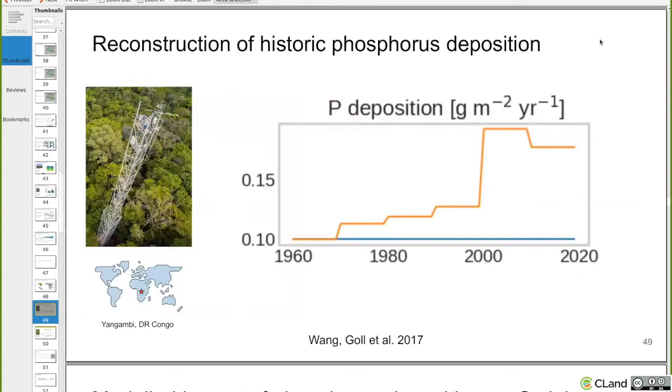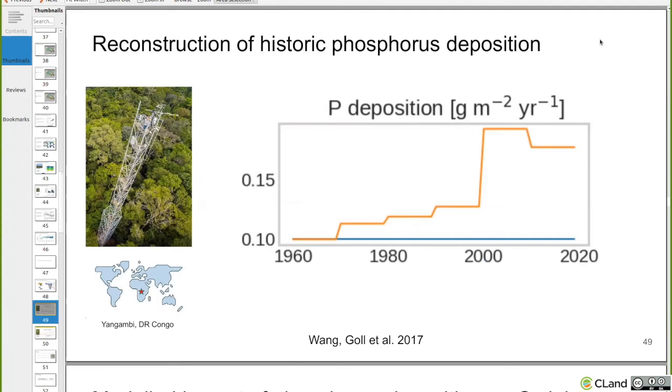So we used reconstructions of phosphorus deposition, which were done by Ron Wang, who was a PhD student of Eve and Philippe. We did reconstructions of phosphorus deposition from the 1960s to the present day, with decadal resolution, accounting for the changes in biomass burning and in phosphorus emissions from other sources like sea spray or dust. And we found that the phosphorus deposition over Central Africa is increasing quite drastically from the 90s to the 2000s.